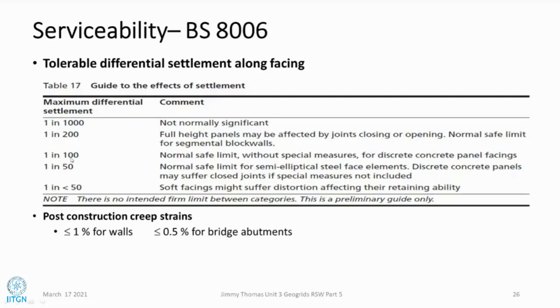That means over a horizontal distance of 100 meters, the differential settlement could be 1 meter. It's a fairly large amount actually. But if we have something like a wraparound type of facing or elliptical steel face units, we can go up to 1 in 50. So this is the general guidance for differential settlement.